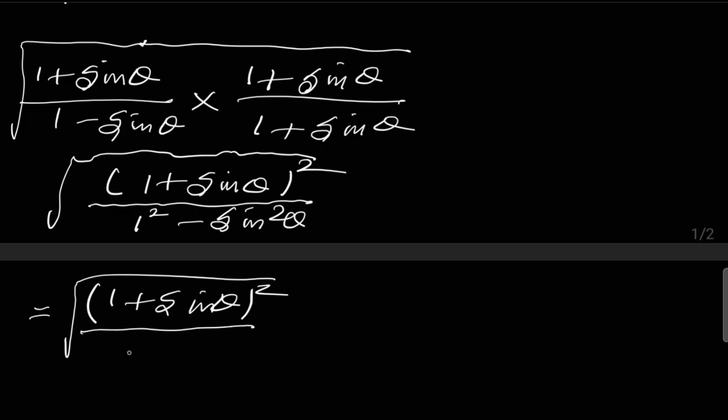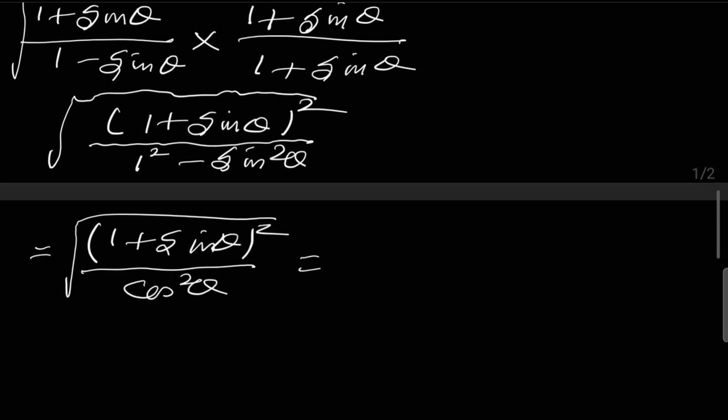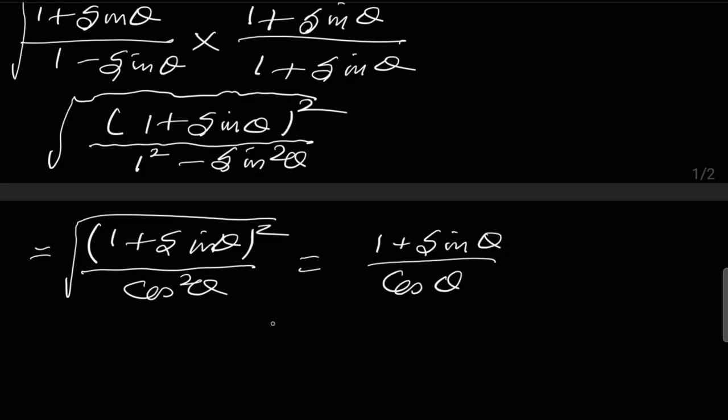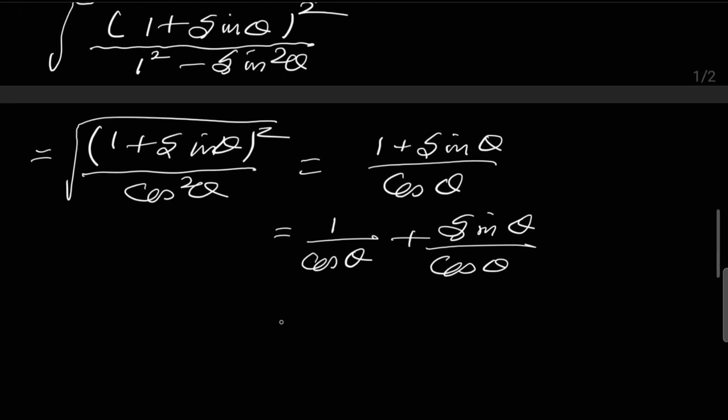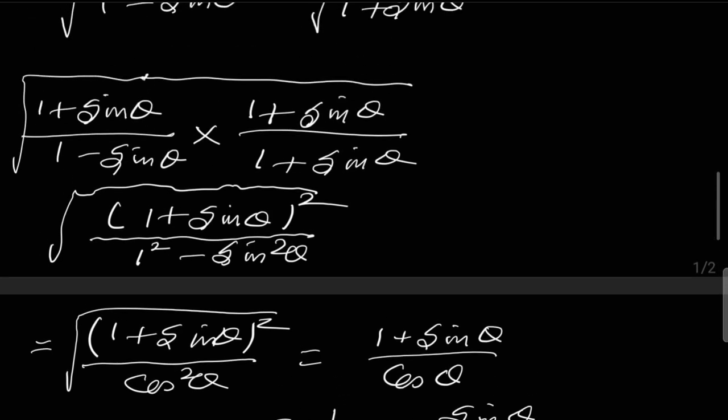1 minus sine square theta is cos square theta. So if I find the square root, the square gets cancelled. You will get 1 plus sine theta by cos theta. Just you split the fraction: 1 by cos theta plus sine theta by cos theta. So 1 by cos theta is secant theta, plus sine theta by cos theta is tan theta. This is the answer of the first term.